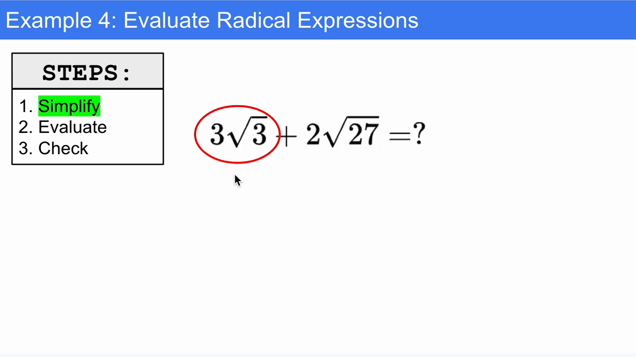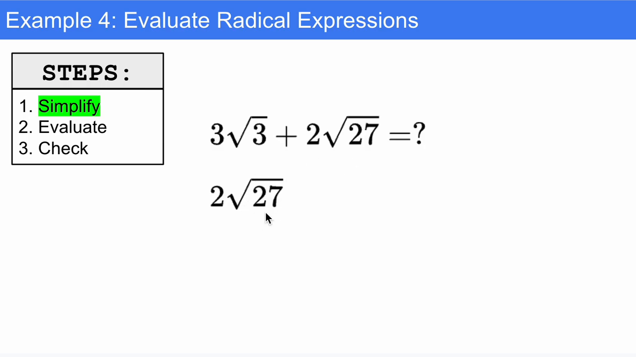All right, now simplifying. This first term is already as simplified as it's going to be. How do I know that? Well, the square root of 3, I can't break 3 down. I can't break it down in any way that I can take anything out. So this I'm going to leave alone. However, if I look at the square root of 27, I can see that, well, I can break 27 down. It's not prime yet.